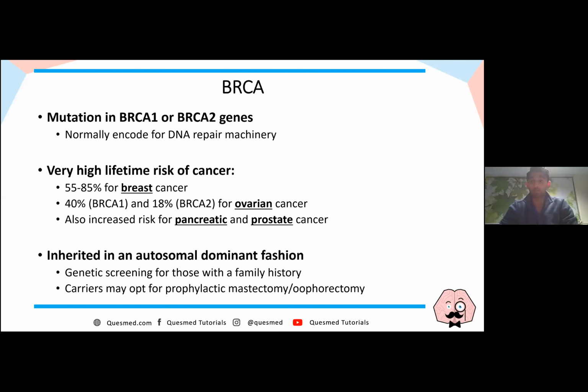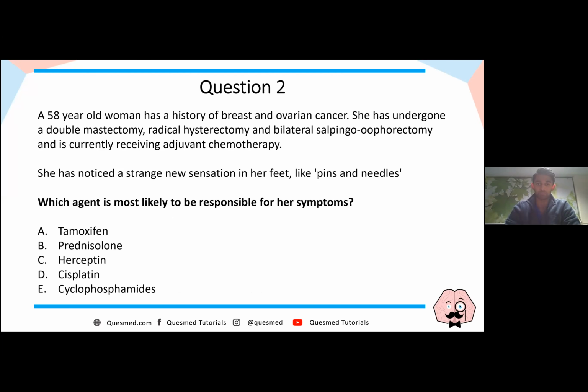There's a very high lifetime risk of cancer. For BRCA, it's typically breast cancer is the primary tissue, and the second most common is ovarian. There are smaller numbers of pancreatic and prostate observed. Same thing, another tumor suppressor gene. The apparent pattern of inheritance is autosomal dominant. And for this case, any carriers may opt for prophylactic mastectomy and bilateral oophorectomy as well.